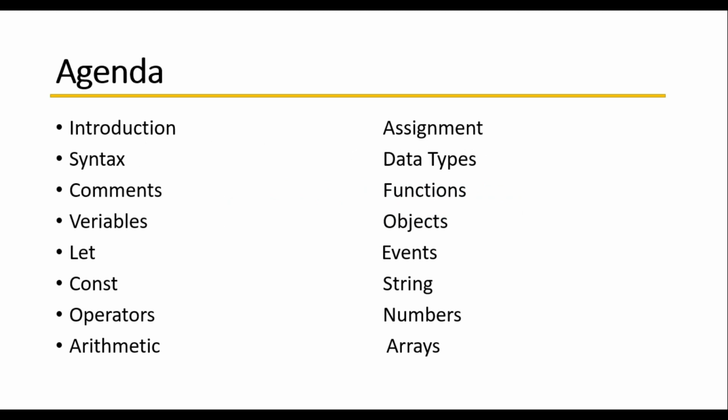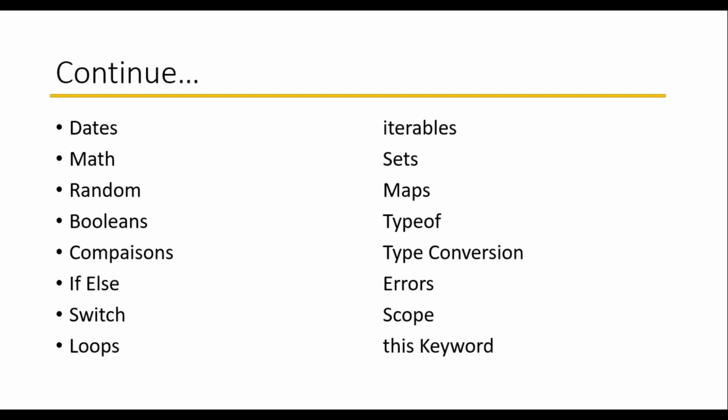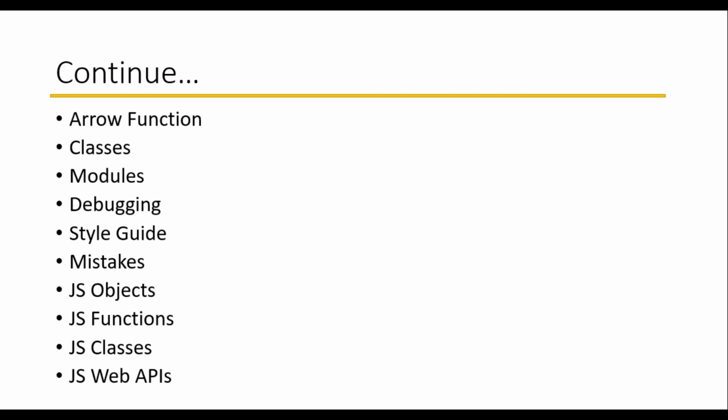First we are going to talk about the introduction, then we are going to go through the syntax, comments, variables, and let and const operators, arithmetic, assignments, data types, functions, objects, strings, arrays. Then we are going to talk about math, random, booleans, loops, sets, maps, type of or type conversion, and then we are going to talk about the errors. After that we are going to talk about the arrow function, classes, modules, debugging, and many more. So there are a lot of topics to cover in this course.